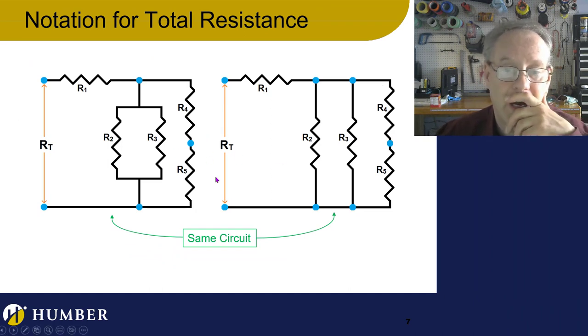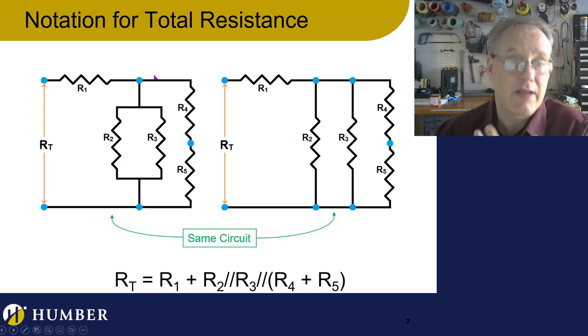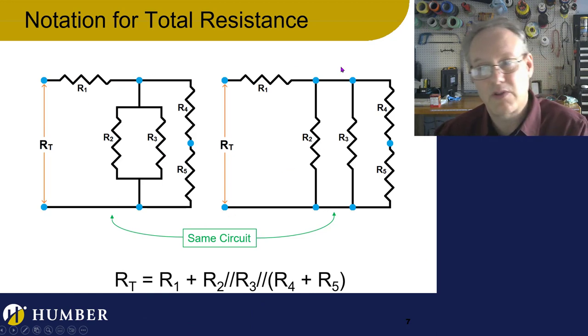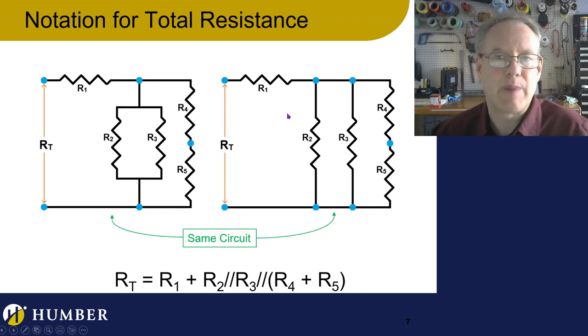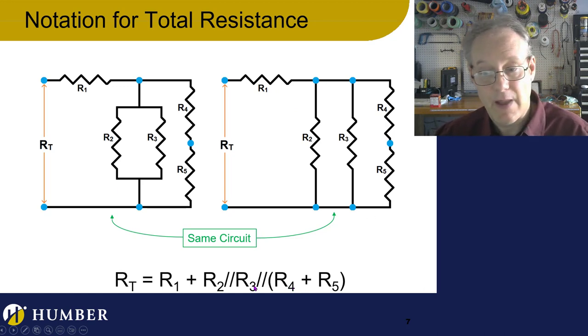There you go. So the resistor notation now is going to be R1 plus that in parallel with this in parallel with this. But of course, when we look at it over here, it just feels better. So it's R1 in series with R2 in parallel with R3 in parallel with this branch here, which is called R4 plus R5. And that's what that's all about.